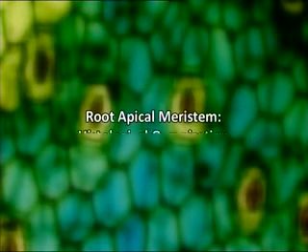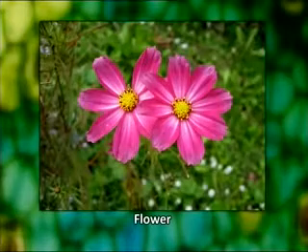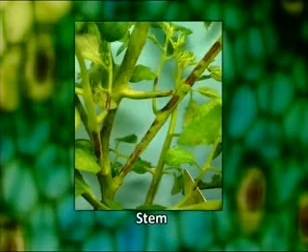Dear students, today our topic is root apical meristem, histological organization. The origin and the characteristics of the flowering plants have fascinated botanists for a long time. But these characteristics have generally been presented in terms of evolution of flowers, fruits, leaves, and stems.